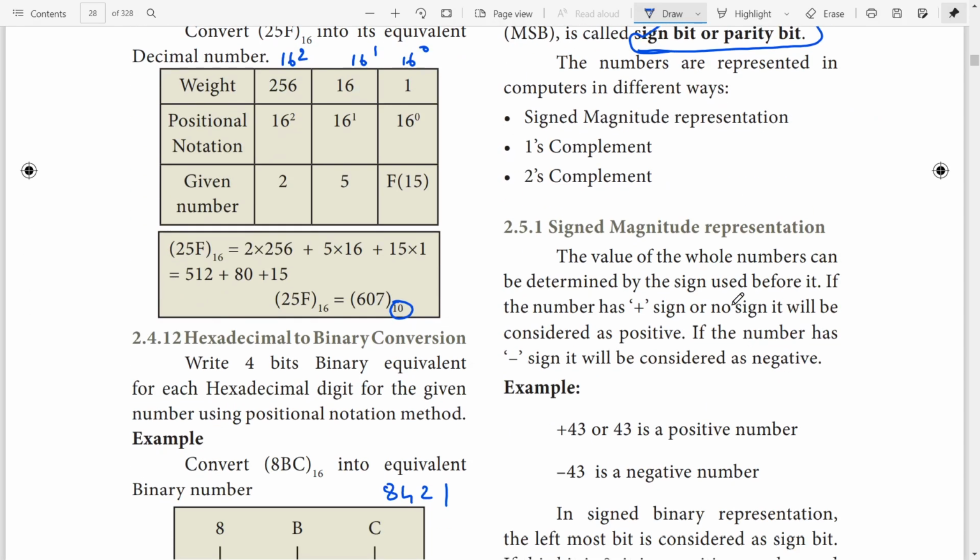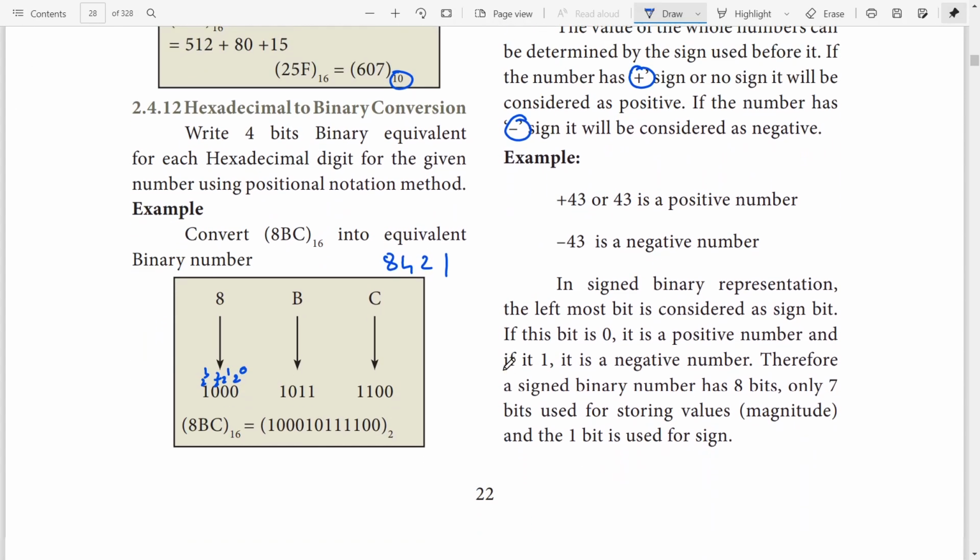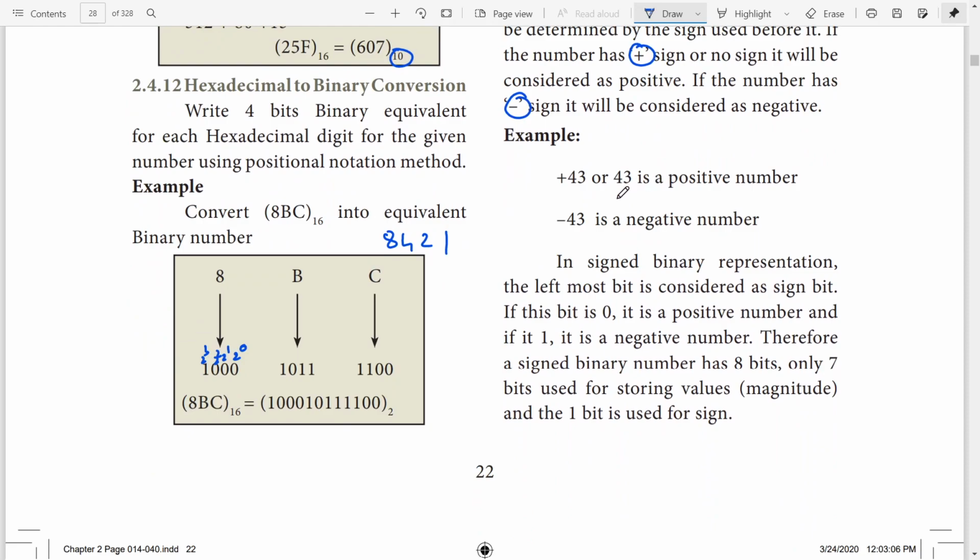The numbers are represented in computers in different ways: signed magnitude representation, one's complement, two's complement. So first, signed magnitude representation. The value of the whole number can be determined by using the sign. If the number has plus, or no sign, it is positive. If it has a minus symbol, it is negative.